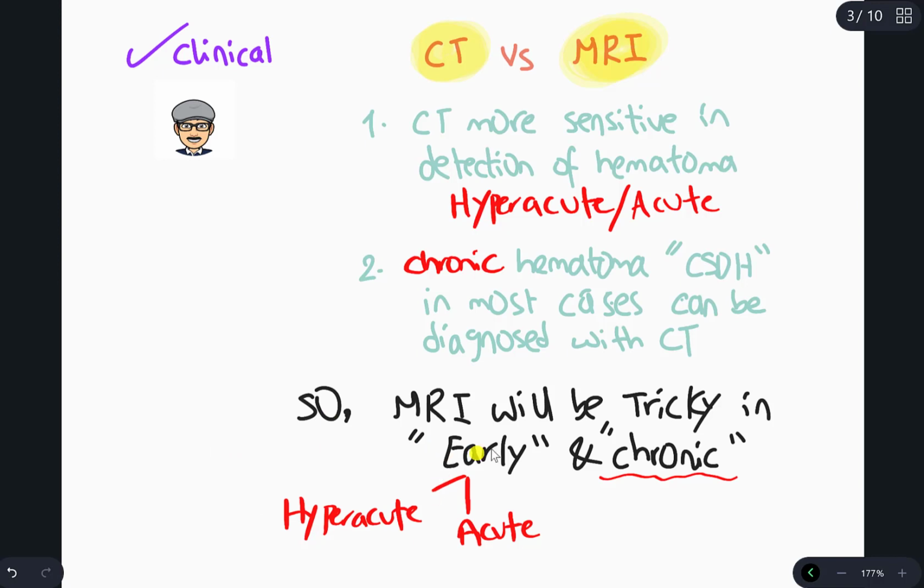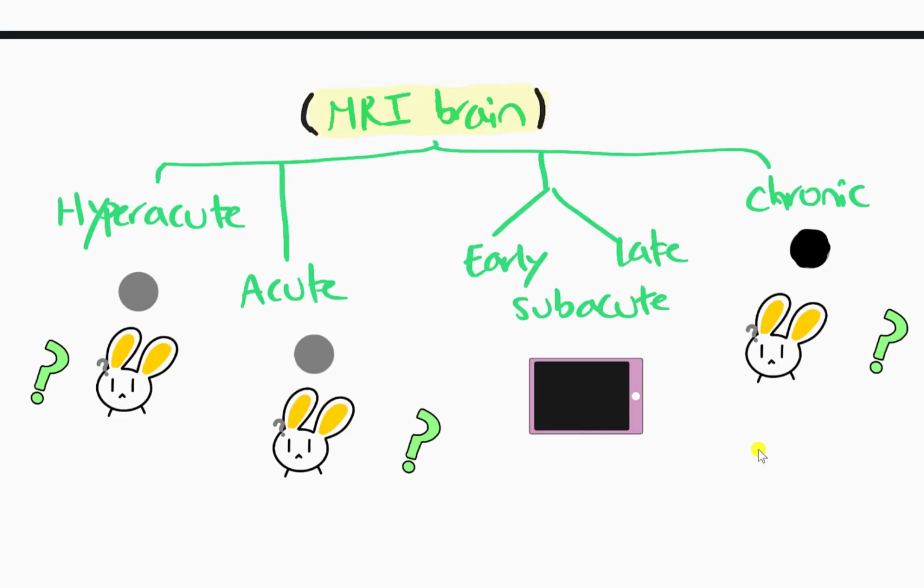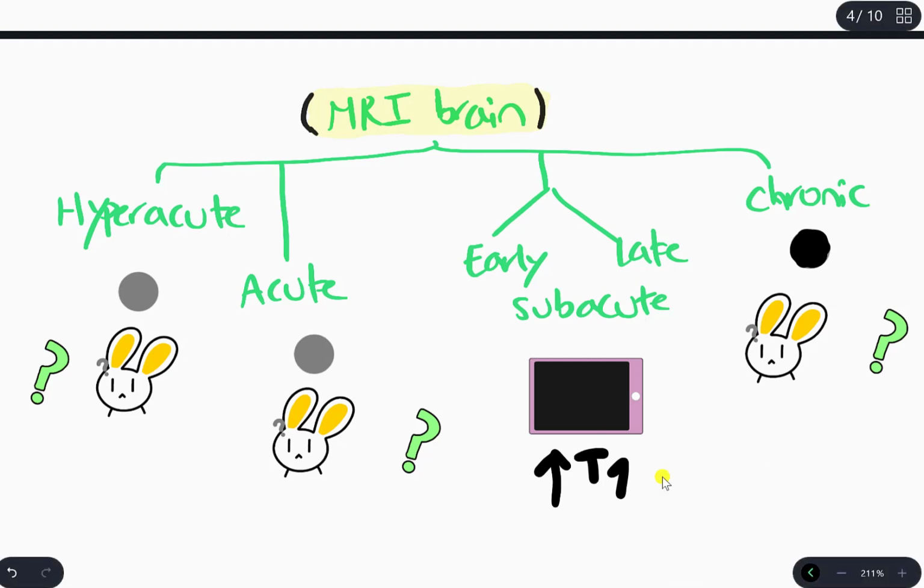So MRI will be tricky in the early and the chronic cases, and this is the main idea behind my algorithm. MRI will be difficult to pick up the diagnosis in hyperacute, acute, and chronic hematoma. If you ask yourself why subacute hematoma is the golden time for the diagnosis of intracranial hematoma in MRI, this is simply because the MRI gives a hyperintense signal in T1, and the differential diagnosis for lesions with hyperintense signal in T1 is very limited. While in hyperacute and acute hematoma, it will be isointense to the brain and can be easily missed. And in chronic hematoma, it will be hypointense in T1 and can also be missed.